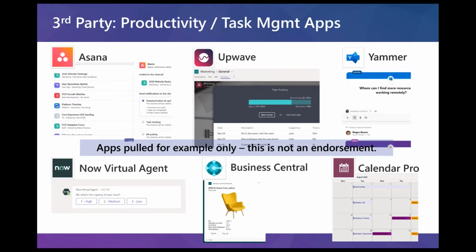So leverage multiple ways to get your Firstline workers connected and getting them the information as quickly as they can to solve any problems that they're facing.